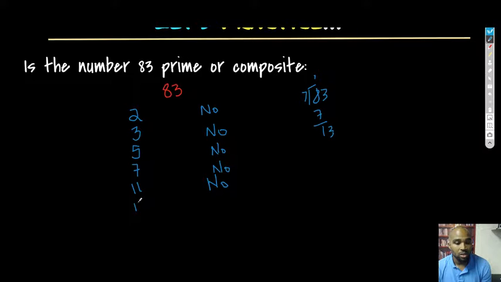Let's see, 13. Can it divide by 13? No, pretty sure it's not going to divide by 13. In the end, you're going to see that this number, and you can pull up a calculator and just see if it gives you a decimal for all these prime numbers, is a prime number because I can't divide it by any other of these prime numbers as I go down the list.